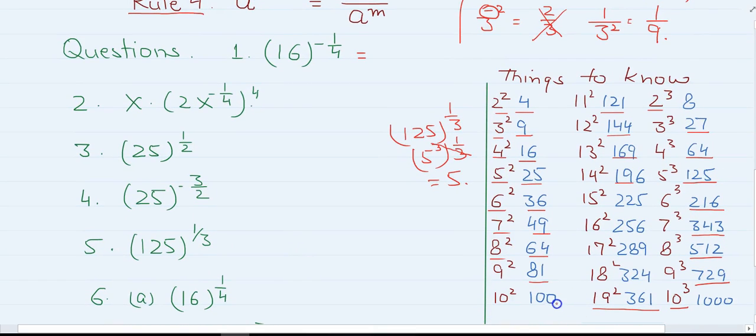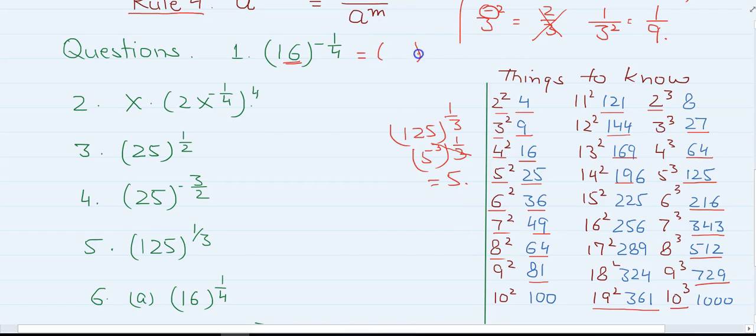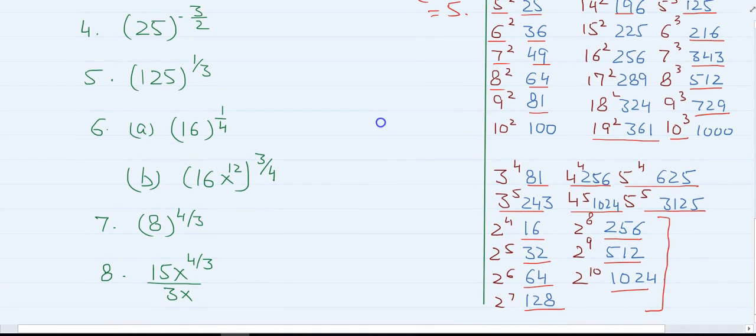It's saying 16, and 16 is to the power 1 over 4. Now we can see one thing. We need any number here whose power 4 is 16. You can see this number: 2 to the power 4 is 16.